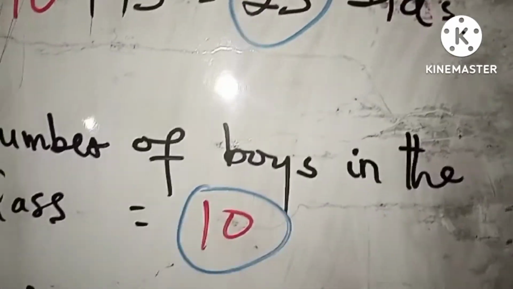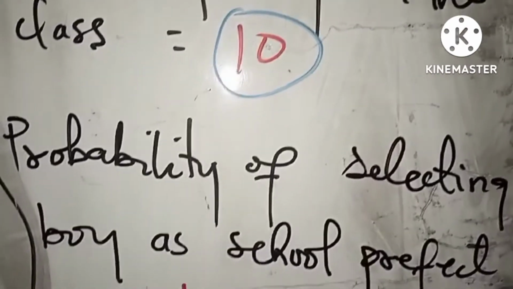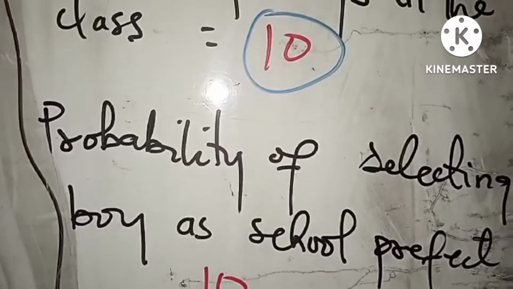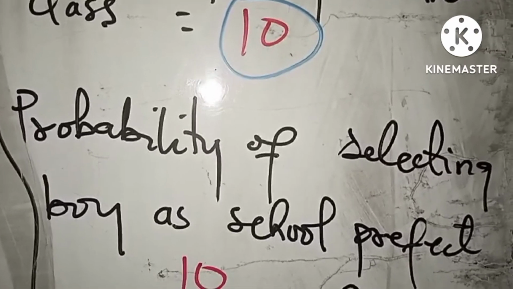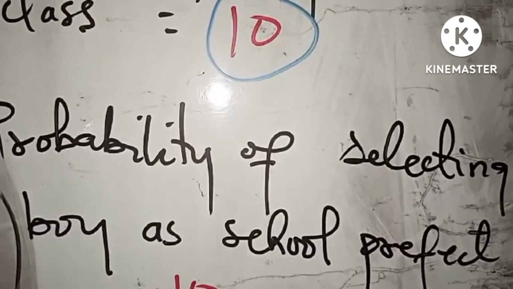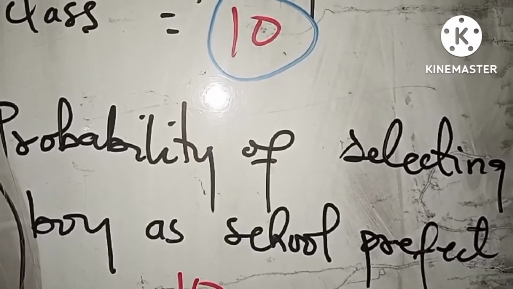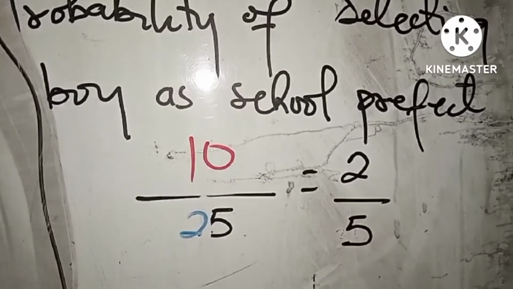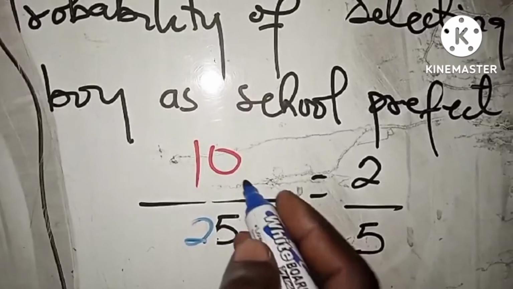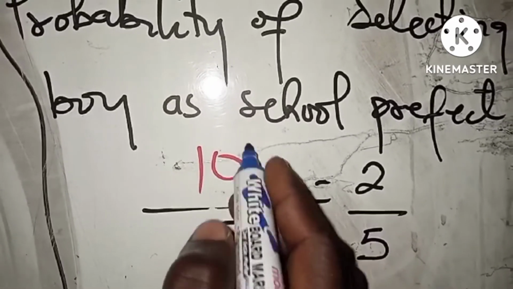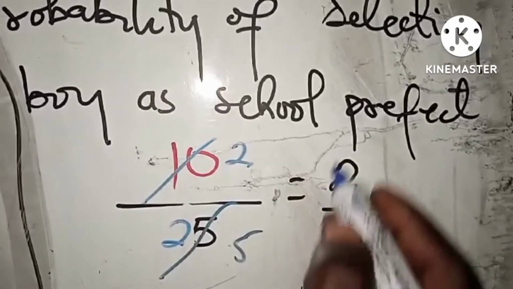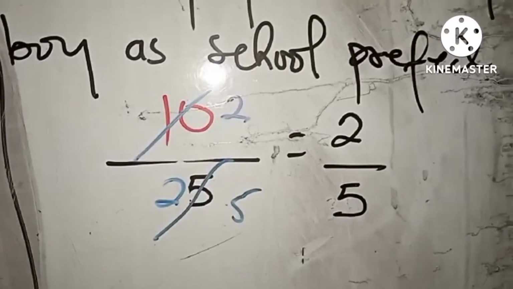So the chance of selecting a boy to be the school prefect is going to be 10 divided by 25. So 10 divided by 25 will give you 2 over 5. If you want to know how I do this, you can take 5. 5 will go here to give 2, and 5 will go here to give 5, right? So this is how you can reduce this to 2 over 5.